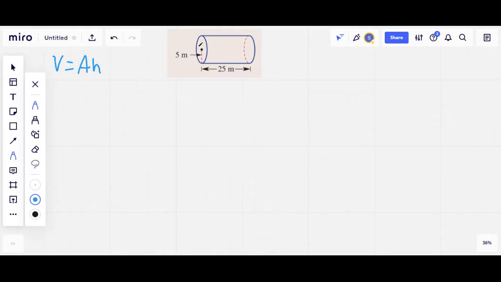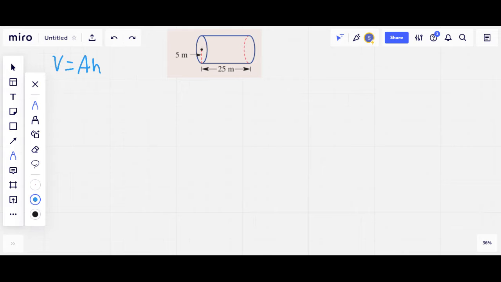That area being the cross-sectional area on the front there, and height being the height that runs perpendicular from that area. So the height doesn't necessarily have to be up and down. For example, in this example here, 25 is the height because it runs perpendicular, or at a right angle, to this circular face that we're looking at.